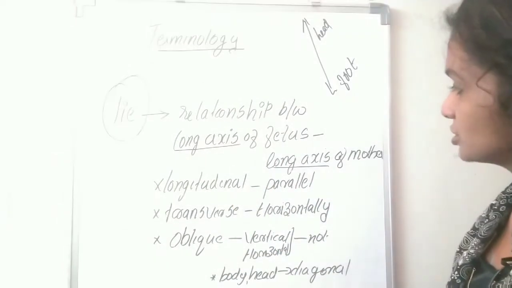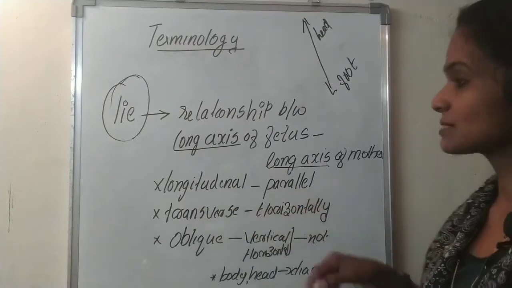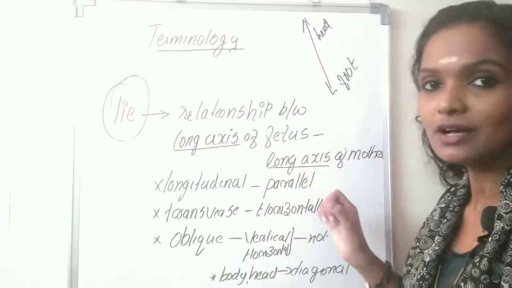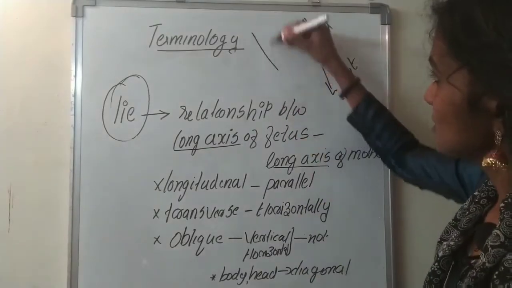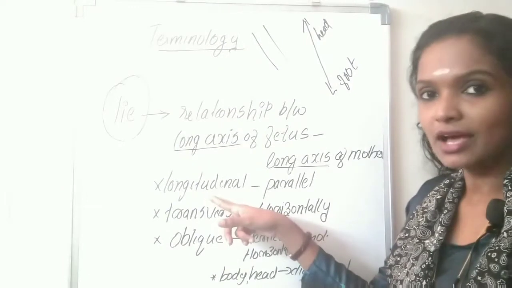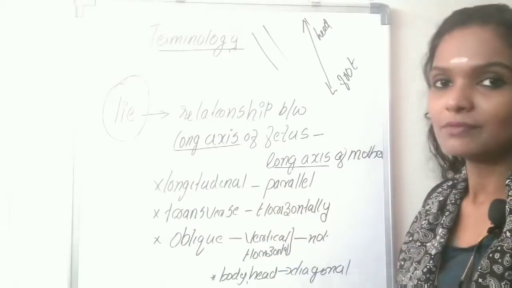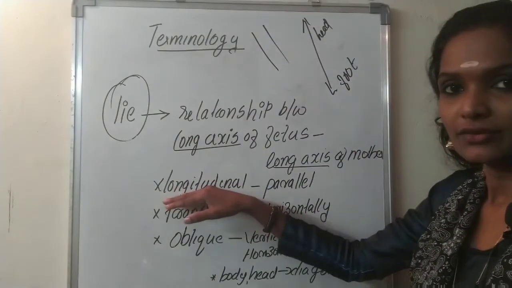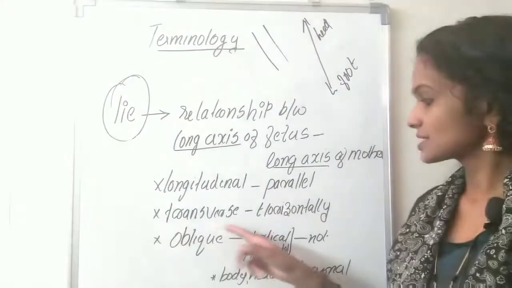So what is this longitudinal? Longitudinal means the spine of the fetus runs parallel to the spine of the mother. It will be parallel. So the spine of the fetus runs parallel to the spine of the mother. That is known as longitudinal. And another is transverse.